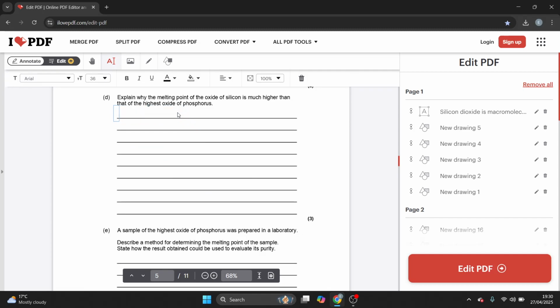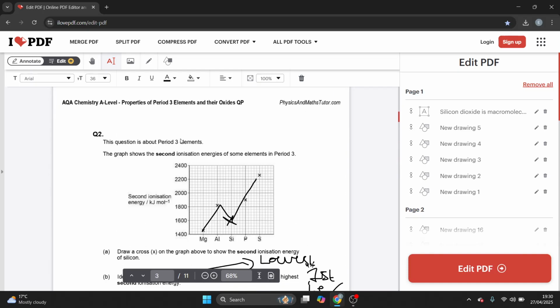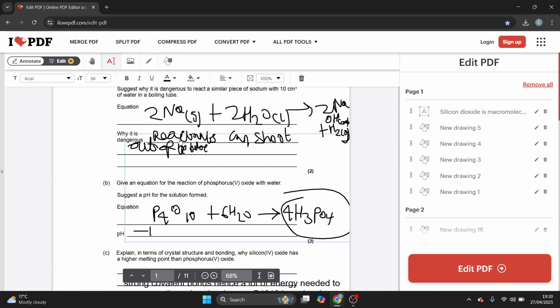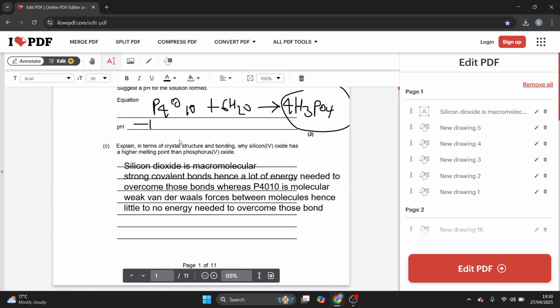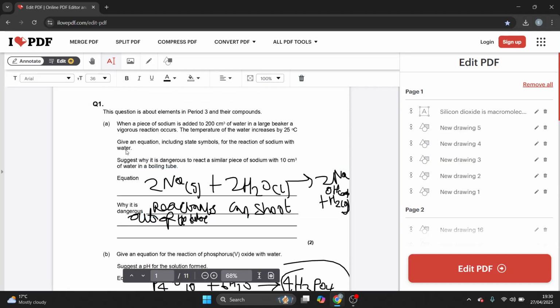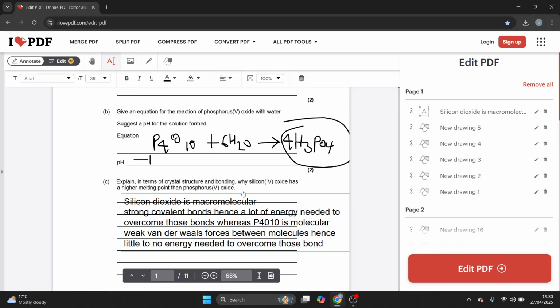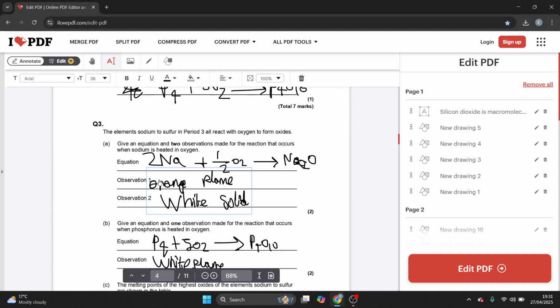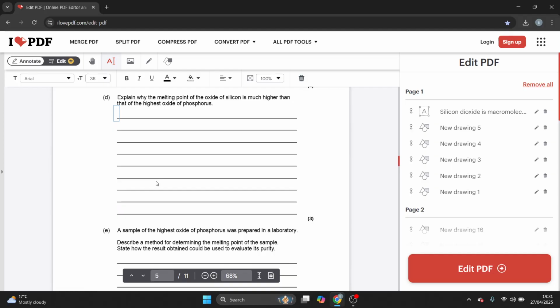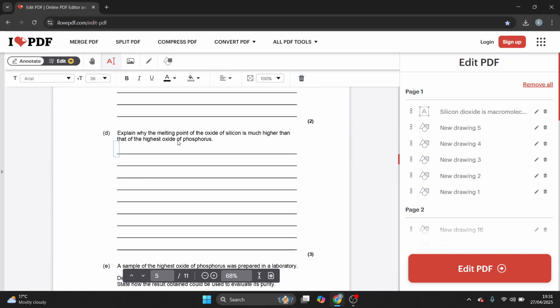Wait, don't tell me, I've just done that question. Those are two different questions. So part C is in terms of crystal structure and bonding, where silicon has a high melting point compared to phosphorus(V) oxide. In this case, part D, explain the melting point of the oxide of silicon being much higher, same amount of marks, 3 marks.